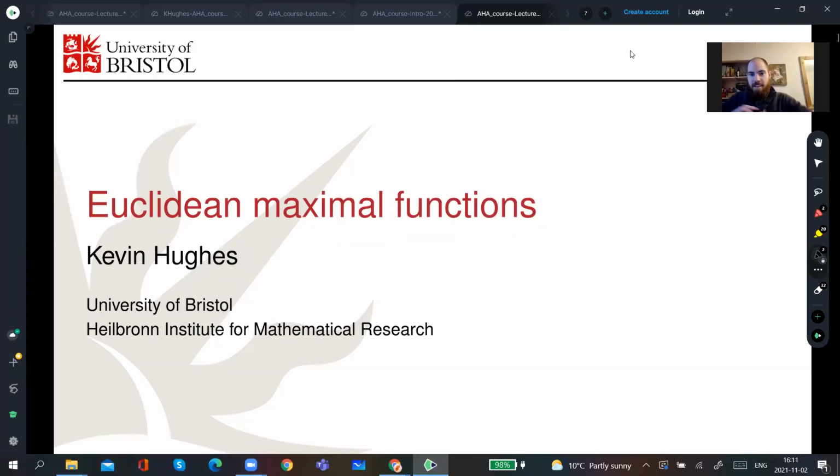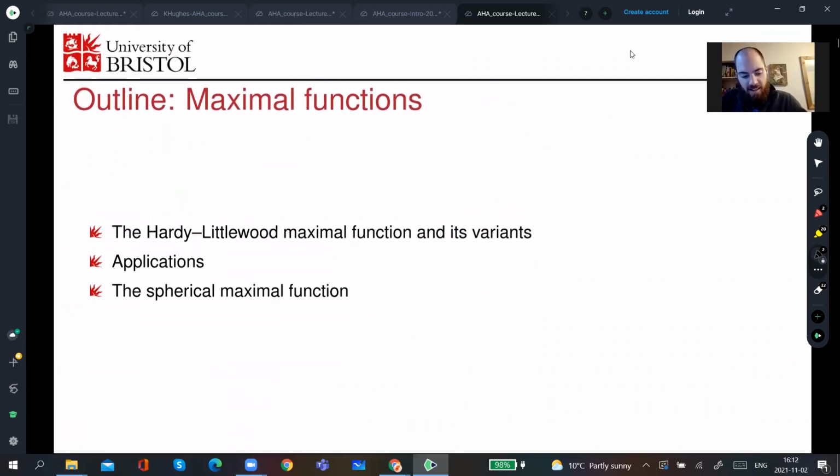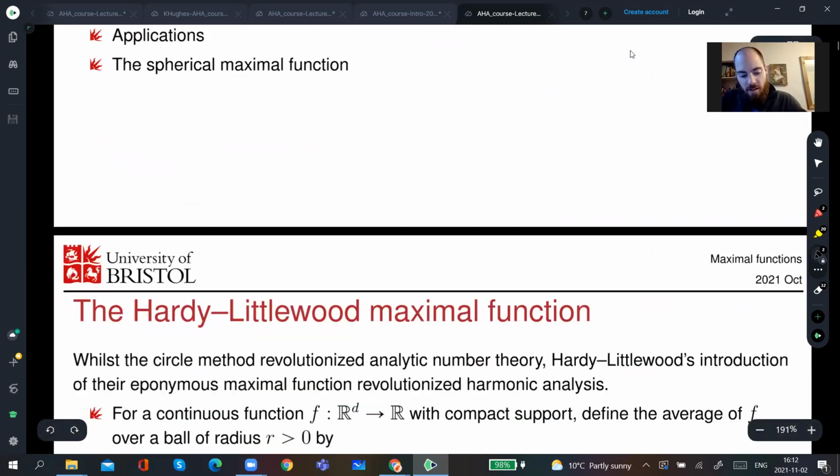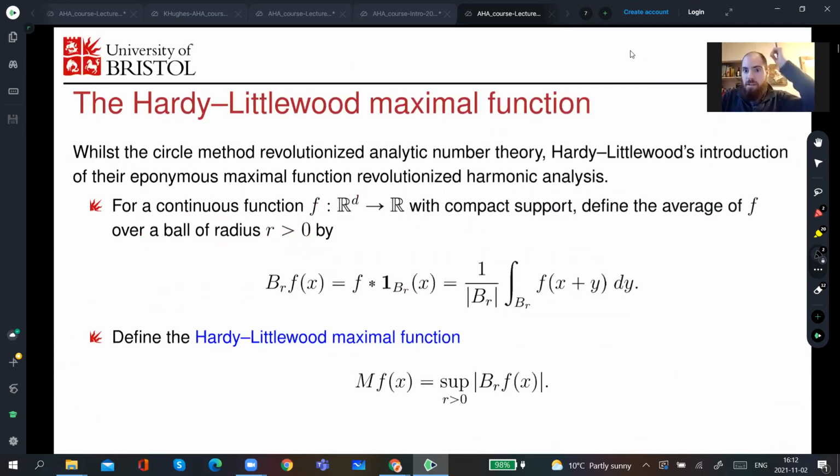All right. This is lecture 10 in the Arithmetic Harmonic Analysis series. We'll continue with Euclidean maximal functions. These we've already seen a few of, right? The Hardy-Littlewood maximal function and the spherical maximal function, which I'll recall in a minute. And the main point of this lecture and the next is to prove Stein's theorem, which I'll recall momentarily. But just to remind you of the prototypical maximal function.